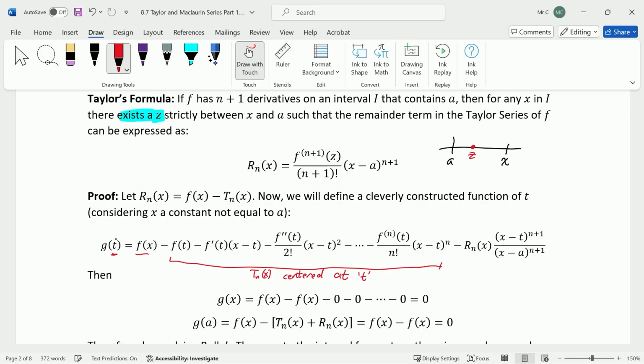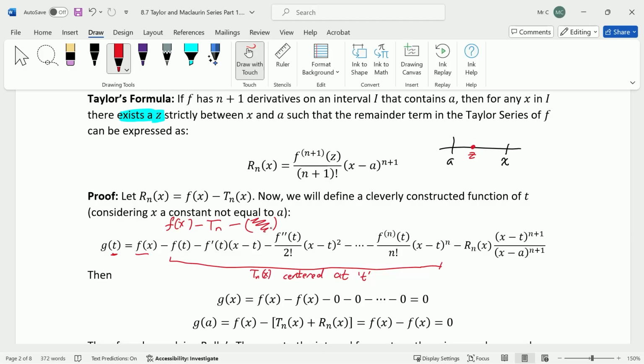So what we're changing in this function, this g of t, is actually the center of the Taylor series. So we're subtracting f of x minus that partial Taylor sum. And then we're also subtracting this remainder expression here, r sub n of x times x minus t to the n plus 1 over x minus a to the n plus 1 power.